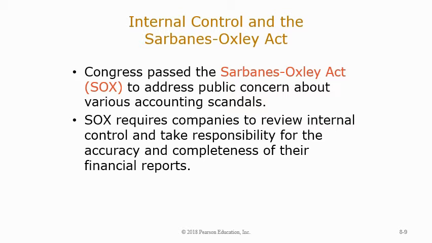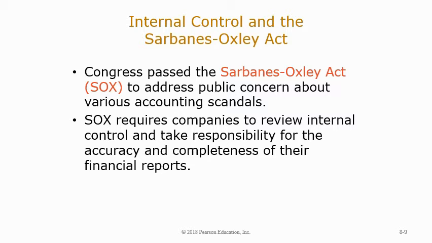So the Sarbanes-Oxley Act. So this was an act that was passed by Congress. We call it SOX for short. And it is to address the public concern about various accounting scandals. So this really came out from the early 2000s when we had the whole Enron situation along with several other companies. So it requires companies to review internal controls and take responsibility for the accuracy and completeness of their financial reports. So basically what it says is that the companies have to say, yep, that is accurate, and we're going to take responsibility for that. So if it's not accurate, it's going to come back on the company.